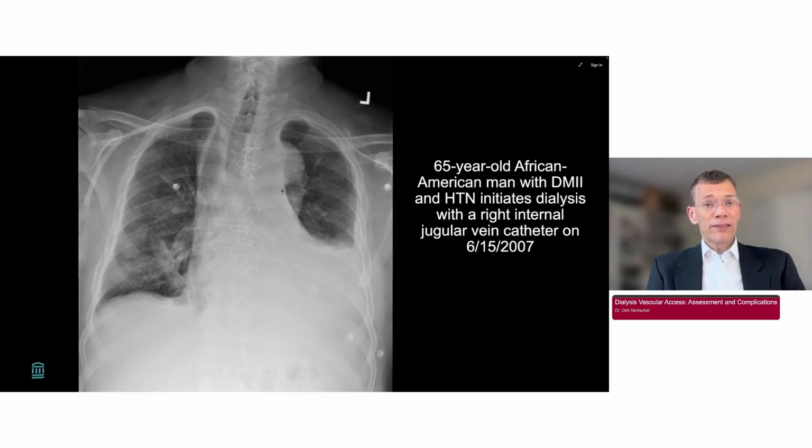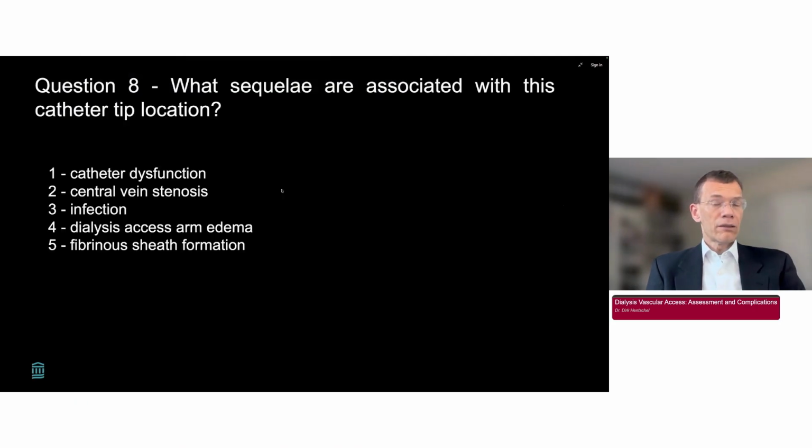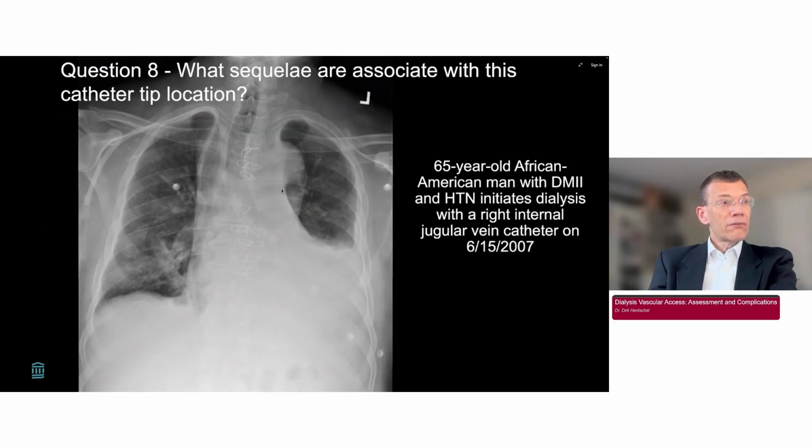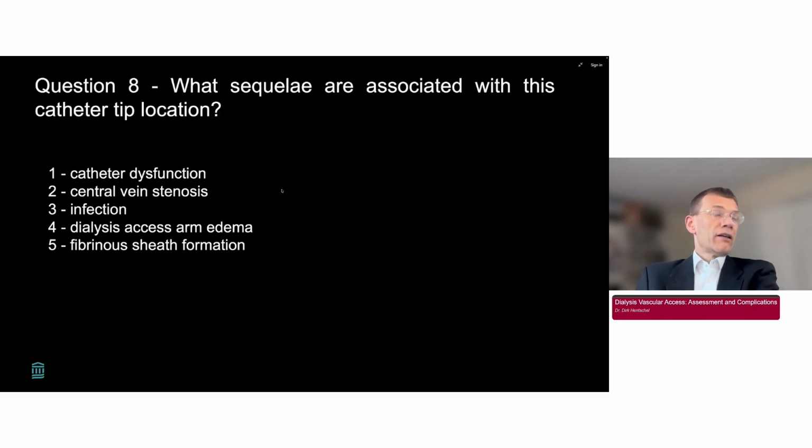Other unfriendly things that tunneled catheters do. Here is a gentleman with a tunneled catheter. You can see the tip location, and what is the consequence of having a catheter tip in this location? This is something that every nephrologist should usually do. If you have a tip in this location, what are possible associations?